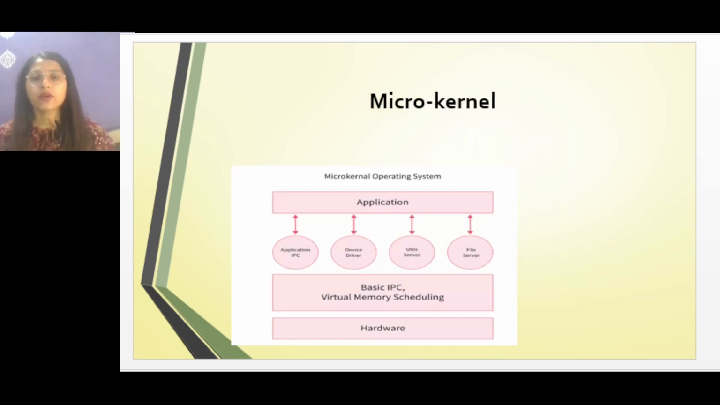Next is the microkernel. What is microkernel? In microkernel structure, the design of the operating system is such that it is going to remove all the non-essential components from the kernel. These non-essential components of the kernel are implemented as system software. It is implemented as a user program. So the system is called the microkernel.